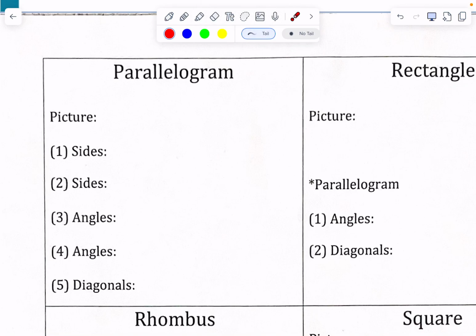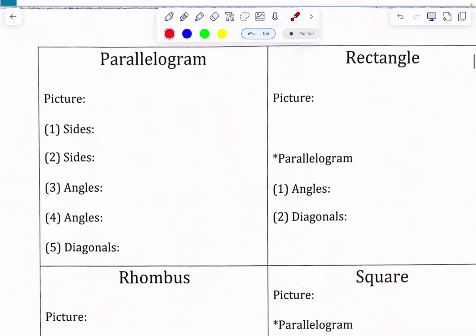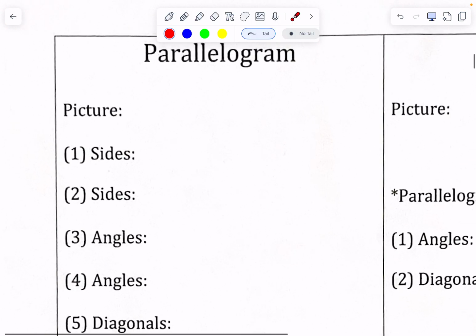Okay, hey Hallie and Aubrey, we are going to fill out this top box. You need this paper from me. This is an additional paper. We're going to be filling this out throughout the chapters. So today is parallelograms. We're going to fill just this top left box out.